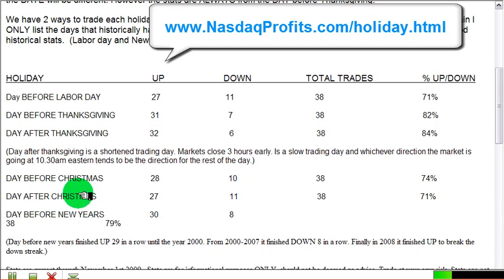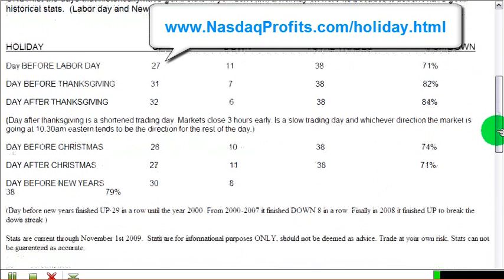Day before Christmas, day after Christmas, day after New Year's. I need to fix the font on this, but this should be 38 trades here and 79% up. But the day before New Year's is kind of interesting. The first 29 years in a row, it was all up. Every single day was up. And then the year 2000 hit, and from 2000 to 2007, 8 years in a row, the day before New Year's finished down. And finally, last year, 2008, it finished up to break that down streak. So that's been a very, very streaky one, and we'll see what happens this year.